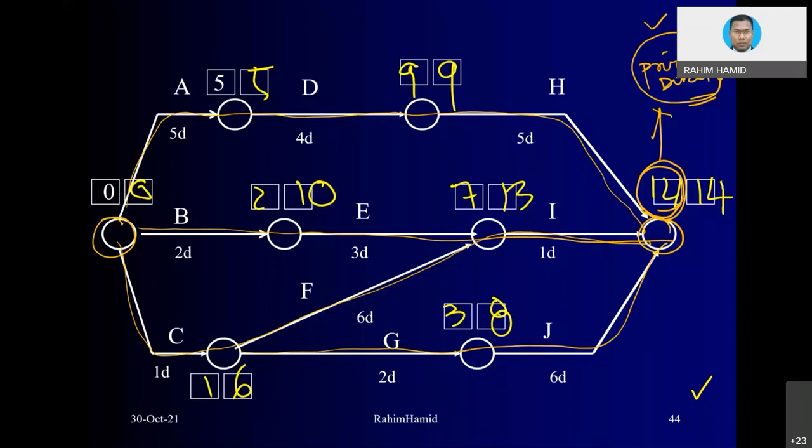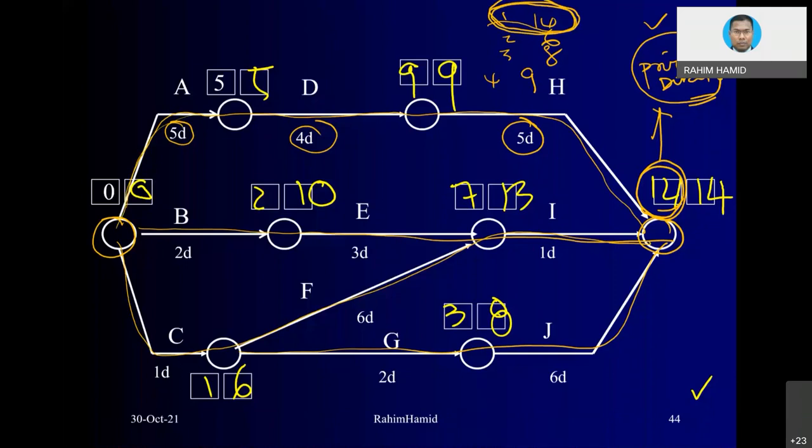But among the paths, there must be a longest path. How do you know the longest path? Let's say on the top one, if you add these values, 5, you will get 14. The middle one, B, E, I, 3, 5, 6. How about C, F, and I, 6, 7, 8. And C, G, J, that will be 9. Path number 1, number 2, number 3, number 4. And you notice that path number 1 is the longest path, which is on the top there. And that is what we call the critical path.